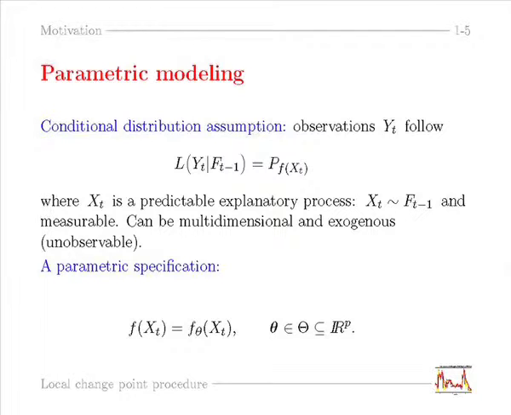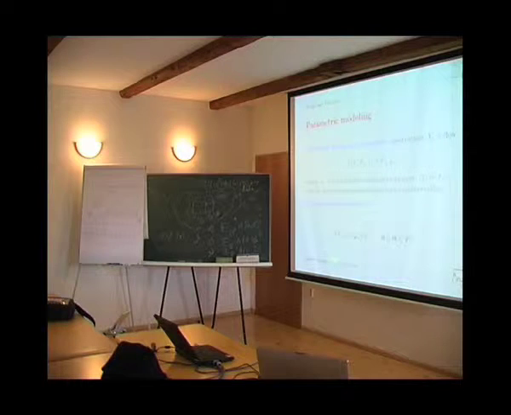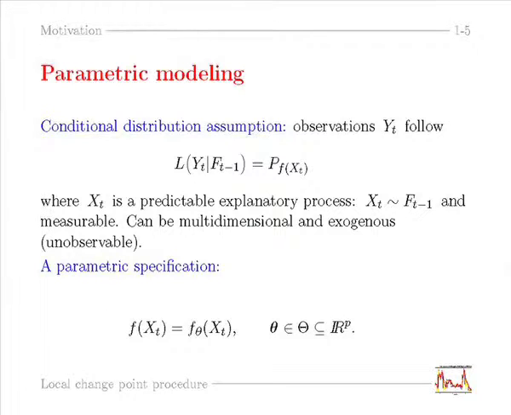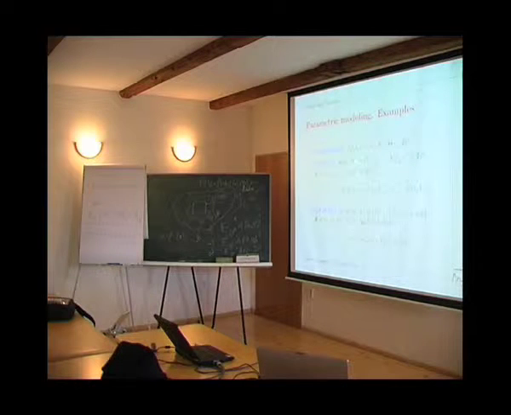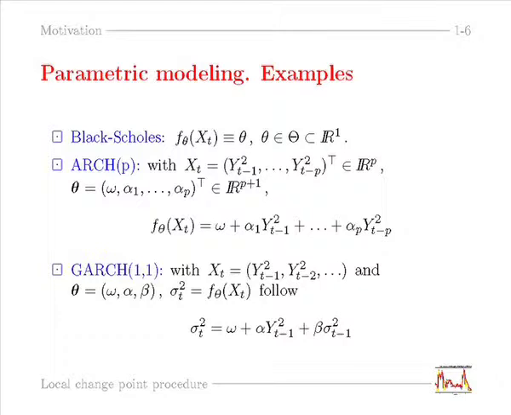Again, we know, just find a good parametric model. Parametric specification means that the function is coded by a finite dimensional parameter vector theta. And so the simplest model would be that f is just theta. But we will see some examples right now. And this is the first example. f(theta) is equal to theta. This is the famous Black-Scholes model. Volatility is just constant. Theta is a parameter, and you want to recover this.